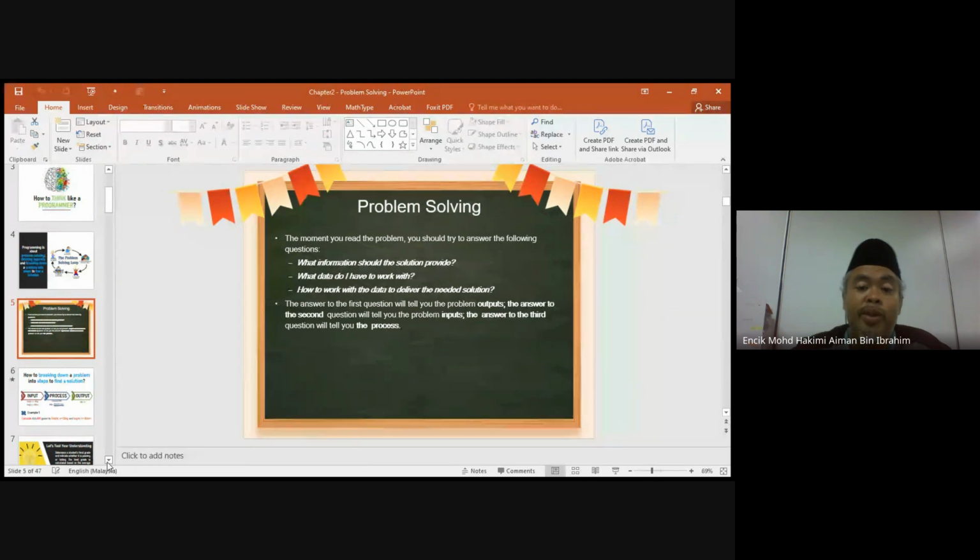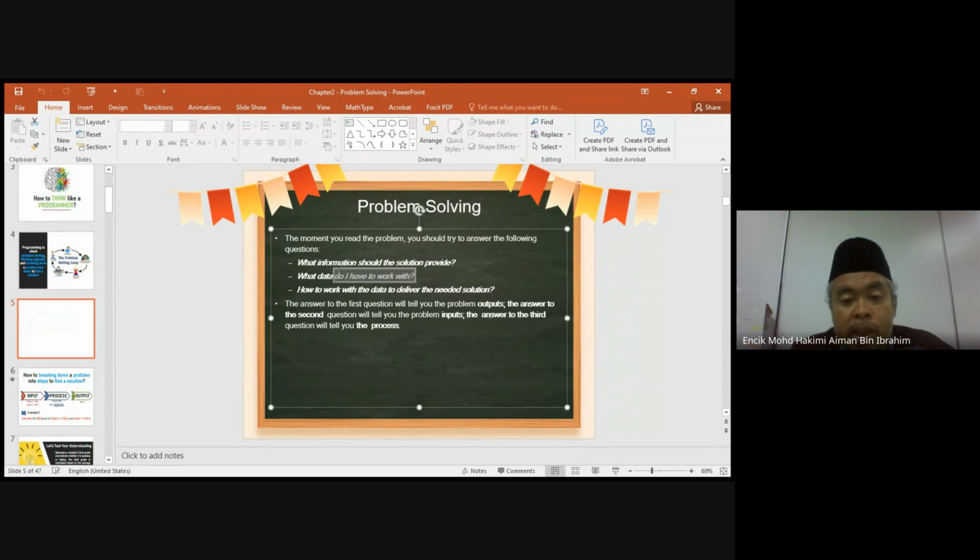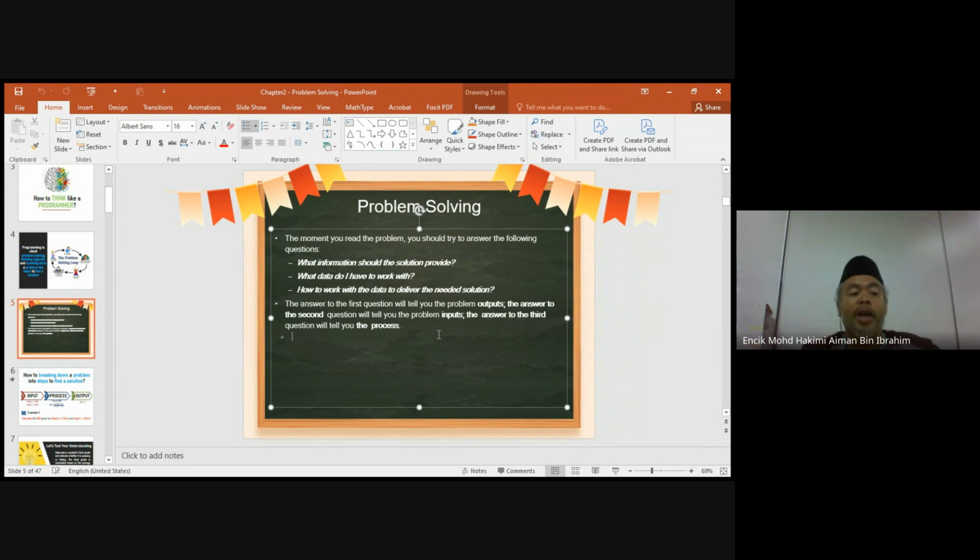How the data that has been given to us, how we can use that data so that we can come up with the solution. The answer to the first question will tell you the problem output. The answer to the second question will tell you the problem input. And the answer to the third one will tell you the process. That is input, process, output just now. So this is if you are given a written problem.